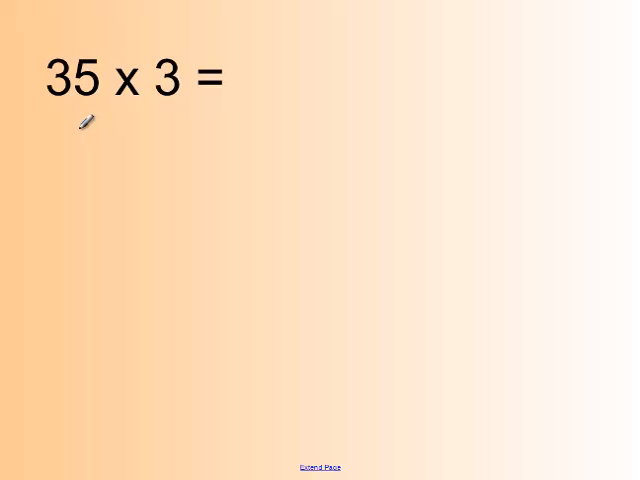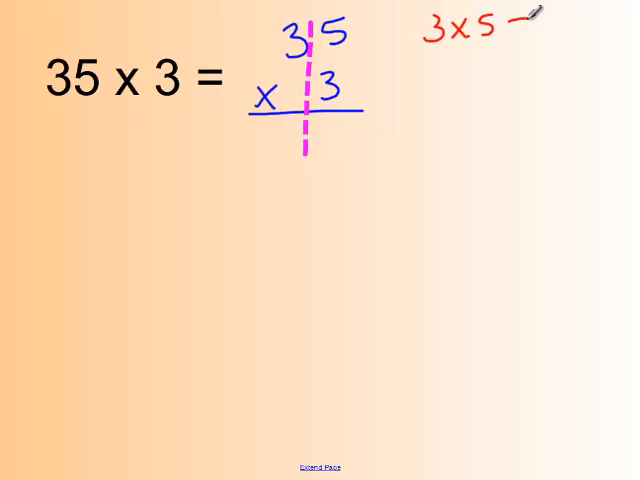Okay, here's our new problem. 35 times 3. This is written horizontal, left to right. I want you to rewrite it vertically, up and down. 35 times 3. Now we're going to look at the ones place. Let me see if this will work for a dividing line. There we go. If we look at the ones place, we're going to take the 3 and multiply it times the 5. So off on my note-taking side, 3 times 5 is equal to 15.